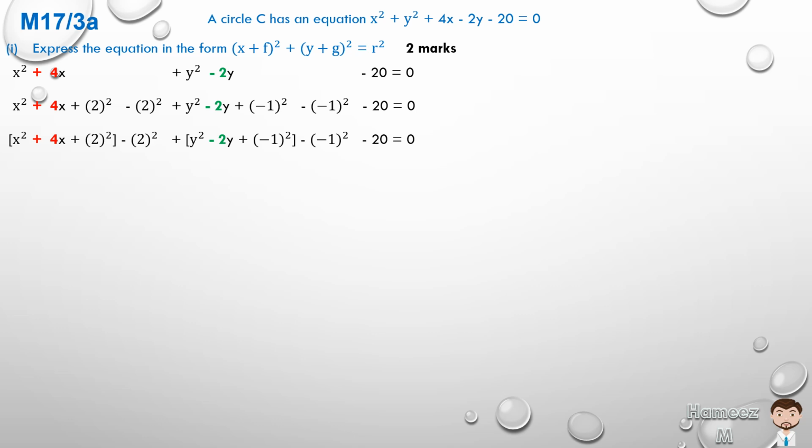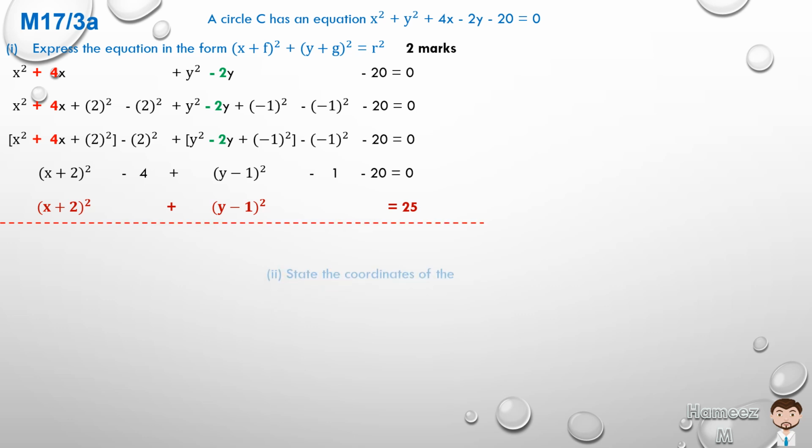So the first 3 terms can be written as x plus 2 all squared minus 4, plus the next three terms can be written as y minus 1 all squared minus 1, minus 20 is equal to 0. So we can rewrite it as x plus 2 squared plus y minus 1 squared, and minus 4 minus 1 is minus 5, minus 20 is minus 25, and if we carry it across, it will be equal to 25. So it's now rewritten into the form.